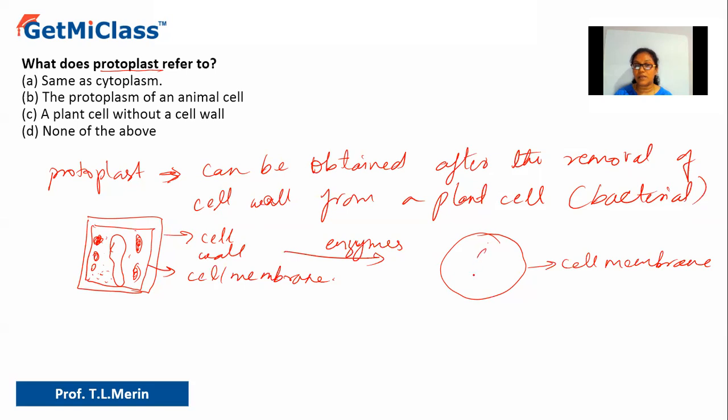Rest of all the things will be the same: the vacuole, the mitochondria, the ribosomes, and the chloroplast. The cytoplasm, everything will be the same. The only thing is there is no cell wall. That's it. And this is called a protoplast. This is in the case of plants.